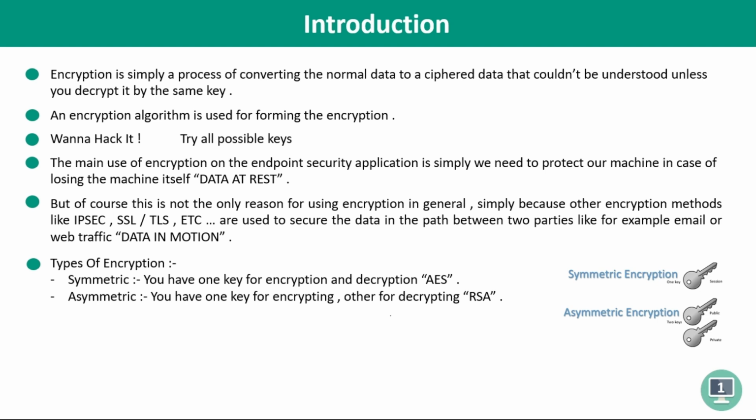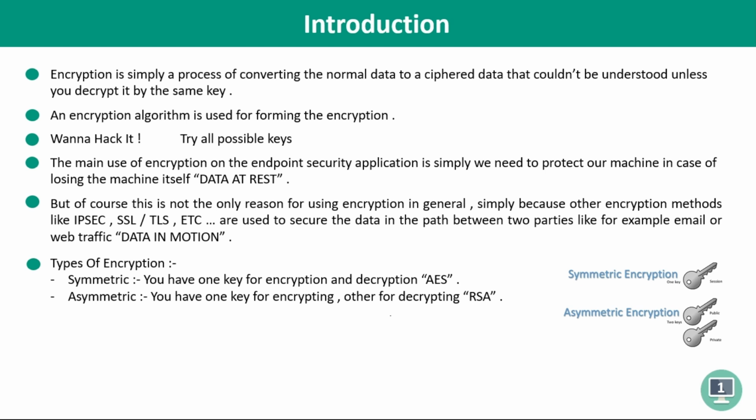The main use of encryption in the endpoint security application is simply that we need to protect the machine if it's physically stolen from anybody. This technology we call data at rest, because the data is stored on the hard drives and we are going to encrypt it in that state. Of course, there are multiple other methods to encrypt data in motion, like SSL VPN and IPsec VPN.